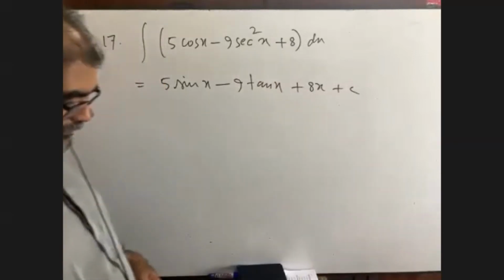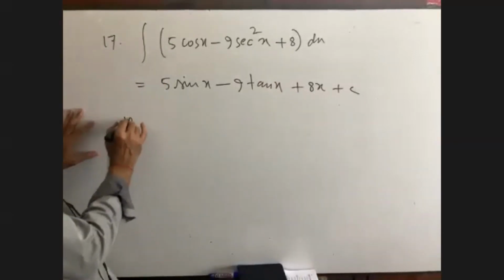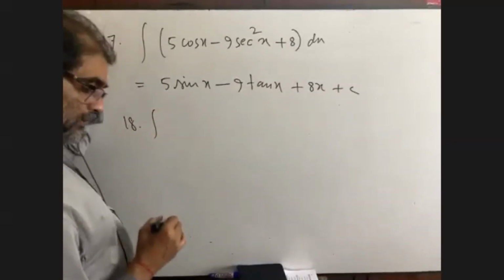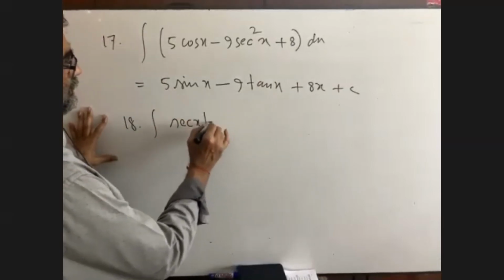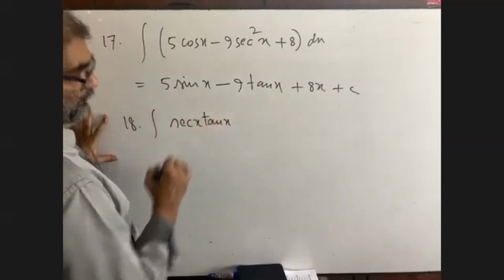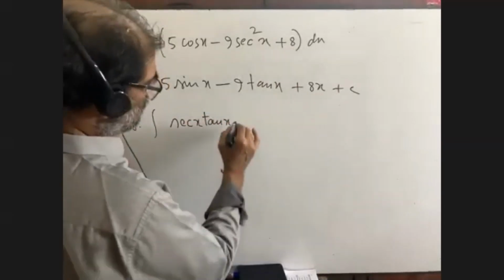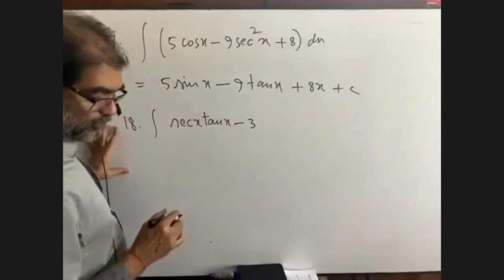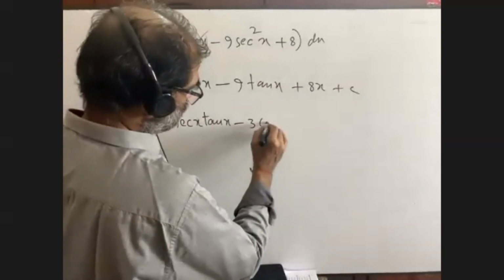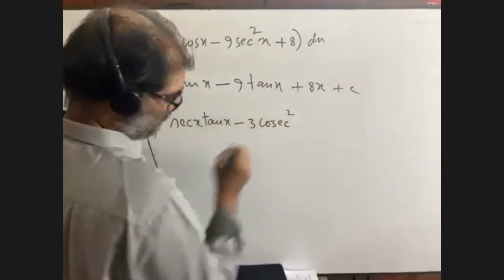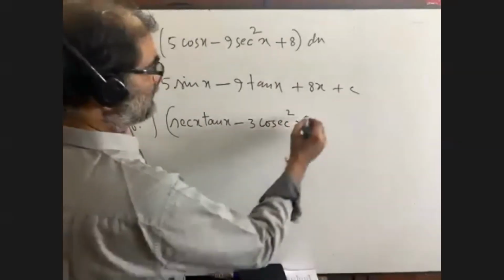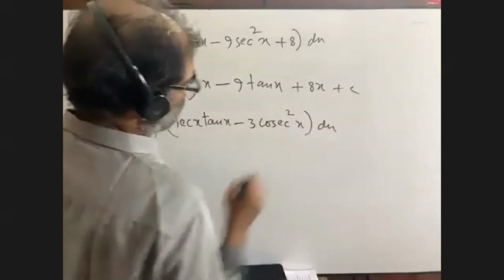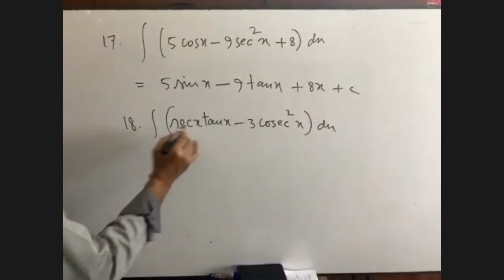Yes, sir. Number 18. Sec x tan x. You are doing this math because when you get a lot of maths on this, then for not knowing all this, you won't be able to do some maths like differentiation. Okay. What is the formula?